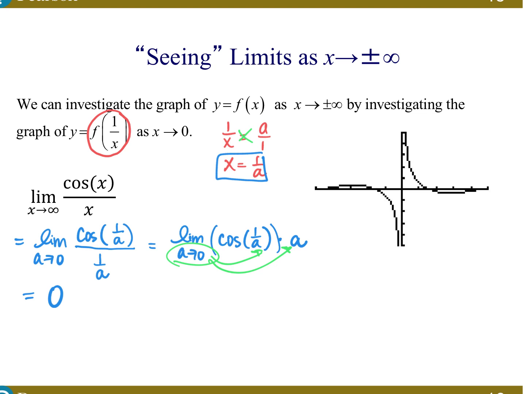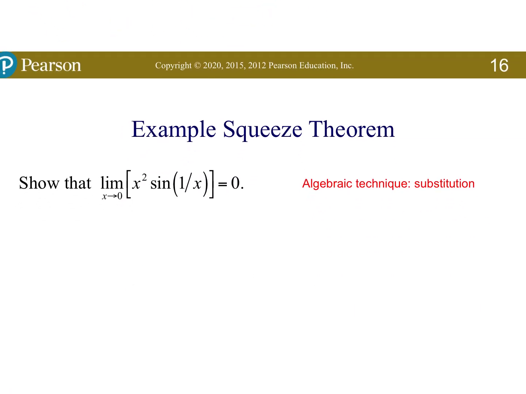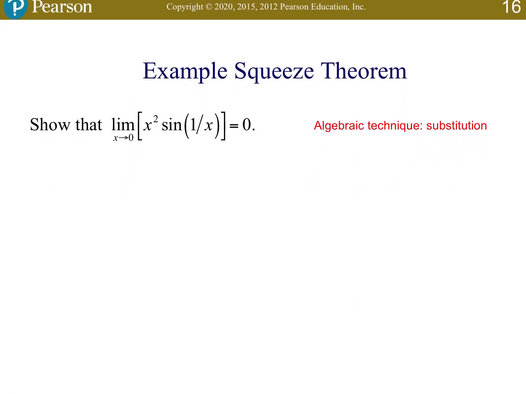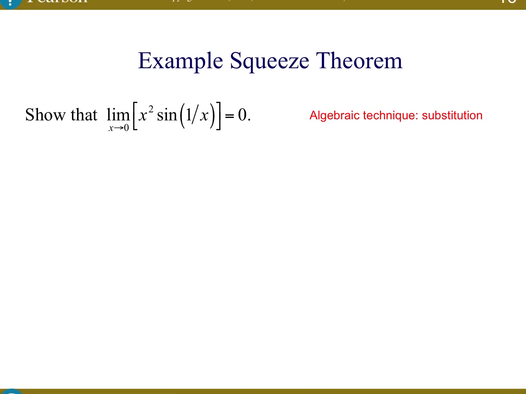That algebraic substitution is such a slick way of doing a proof. I know we think of proofs as being geometric, like something we did back in geometry, but this is what we're doing. We're doing a proof by algebra. So let's use that same technique to find the proof of this limit as well.